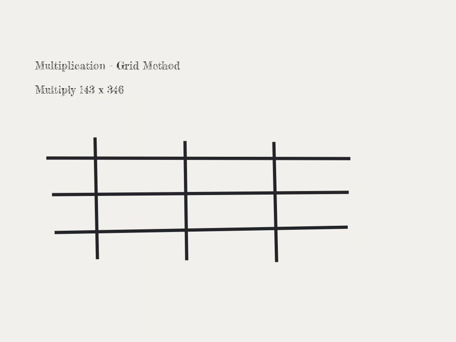3 digit by 3 digit, it gets trickier. 143 times 346, let's partition. 143 is 100, add 40, add 3. 346 is 300, add 40, add 6. Let's work it out. 300 times 100, or 3 times 1 is 3. 30, 300, 3,000, 30,000.